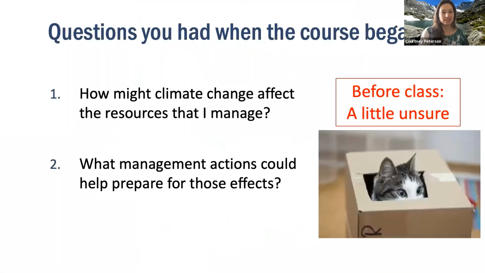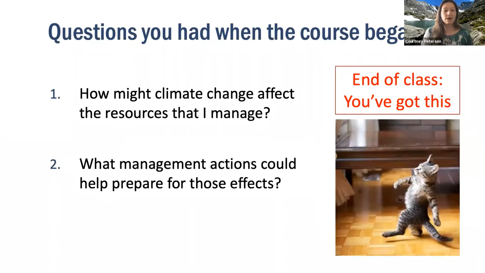So congratulations. And so when the course began, we outlined the 5 steps of the adaptation workbook, but what it really can boil down to is how climate change affects the resources that we manage and what management actions can help us prepare for those effects. And so at the beginning of this course, there was a little bit of uncertainty, there were a lot of questions, and you might not have been sure where to start to answer these 2 questions. But hopefully now that you're at the end of this course, you've got this. So we hope you feel that you're better equipped to really answer those questions and think about the specific effects of climate change to your project area and really start to identify those adaptation actions.